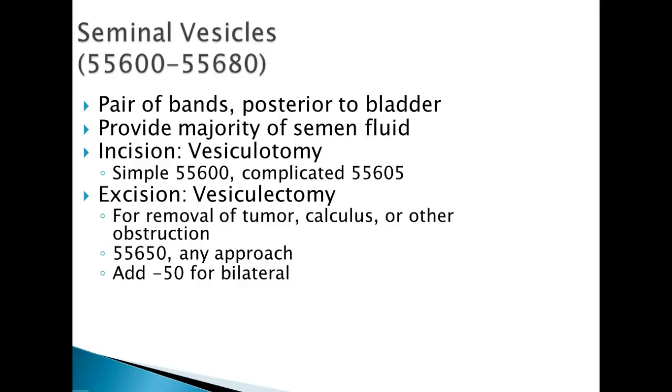A vesiculotomy is a surgical cutting into the seminal vesicle. The approach can be by an incision into the lower abdomen or the perineum between the anus and the scrotum. Frequently, the procedure is performed to relieve pressure due to inflammation. There are two codes to report a vesiculotomy based on the extent of the dissection required to accomplish the procedure. If the procedure required simple dissection, report code 55600, and if complicated dissection was required, report code 55605. The codes are unilateral, so a bilateral procedure will require modifier 50.